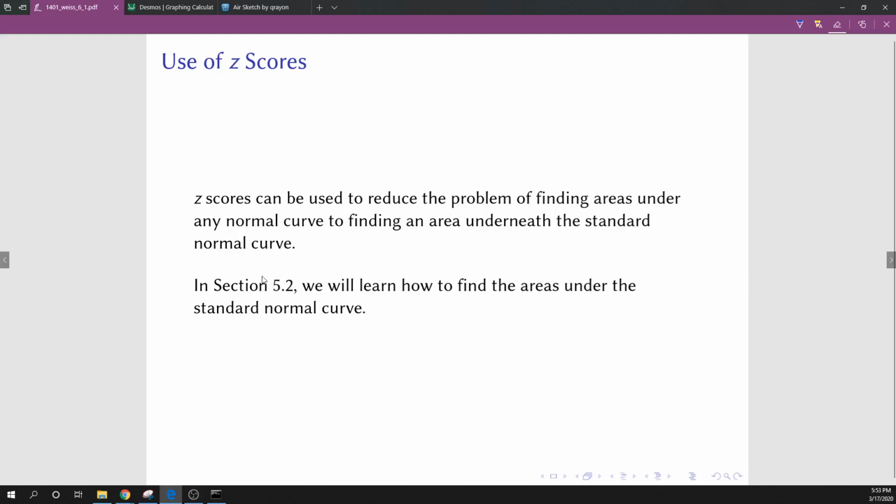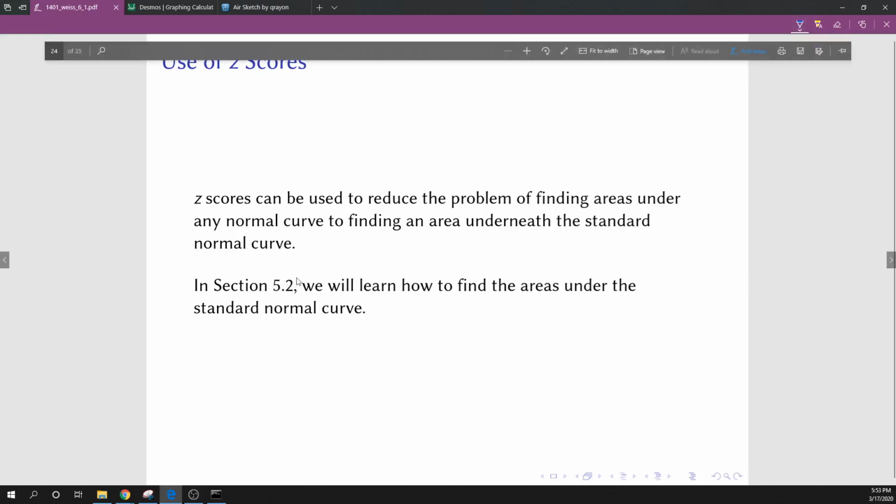And that also is a typo here. That should say section 6.2, where we're going to learn how to do that. We already did 7.2, and that was about something else. So that should be 6.2 there.